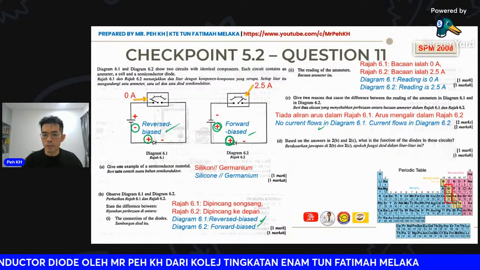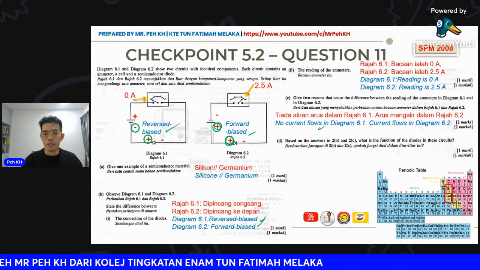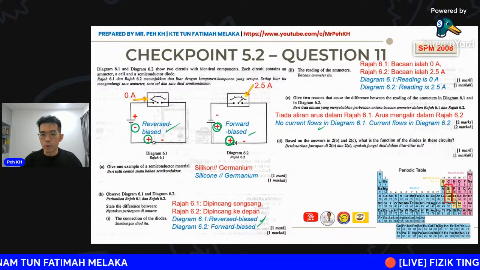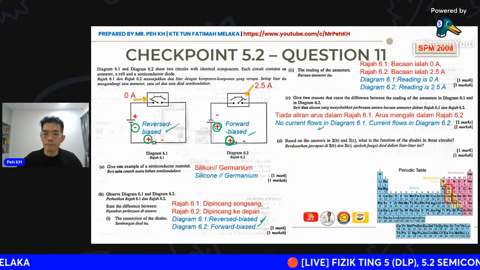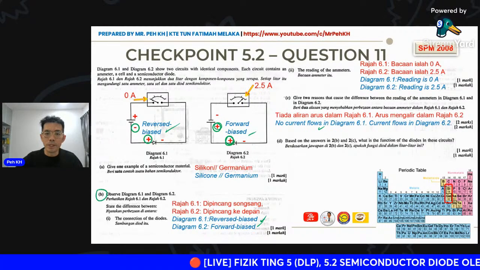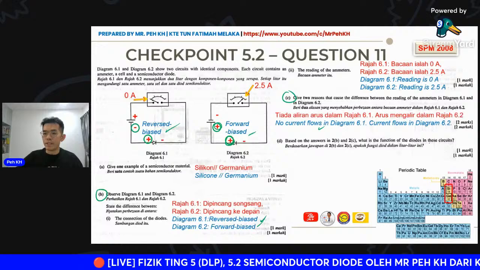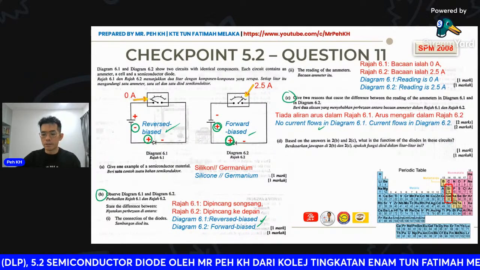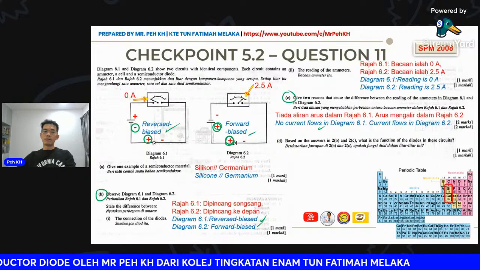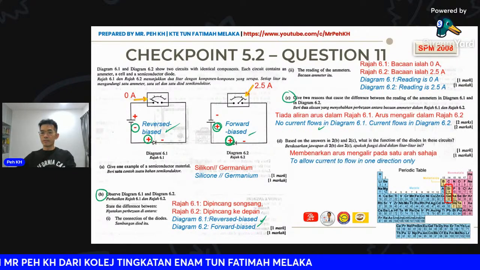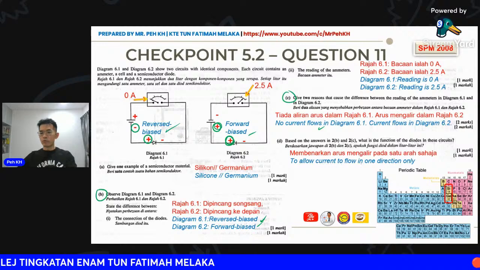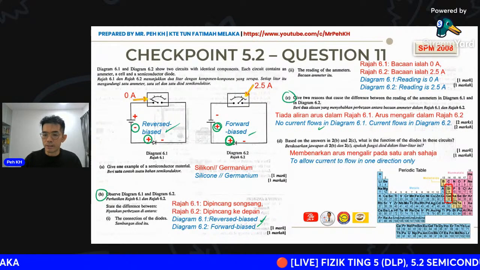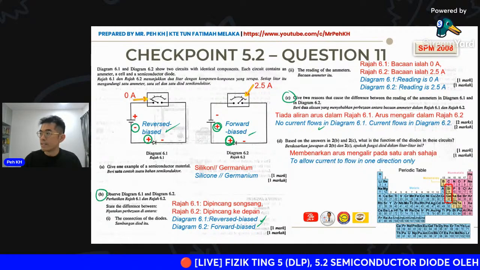Okay, then the last question, actually there is another question, this will be the second last. Based on the answers in 2A, 2B and C, what is the function of the diode in this circuit? Okay, so this will be to allow current to flow in one direction only. This is the function of the diode we learned in Learning Center 1.